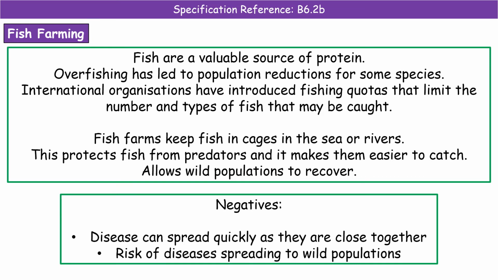There are some negatives. First of all, disease can spread quickly because they're obviously packed close together in a cage, and there is the risk of diseases spreading to wild populations if those cages are located in seas or rivers. The wild fish can swim right up to the edge, and therefore diseases can spread there.